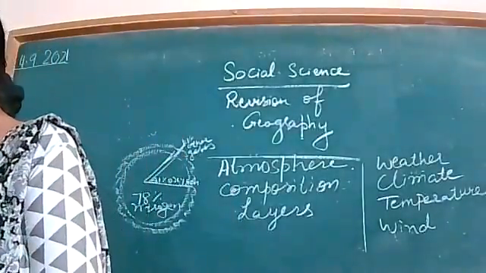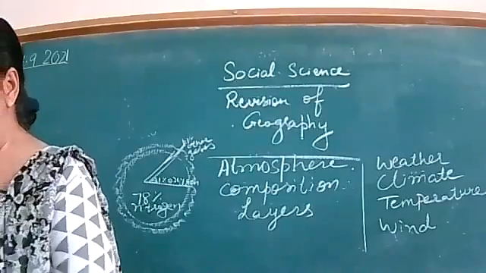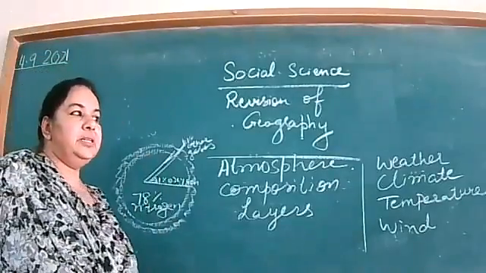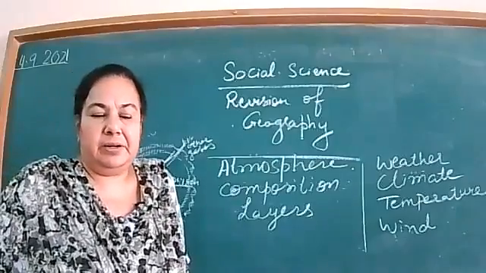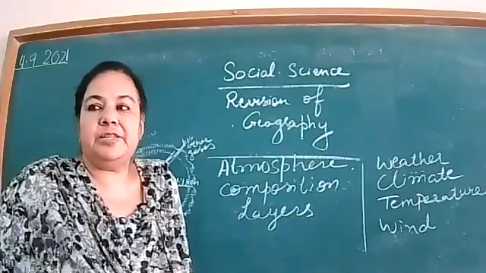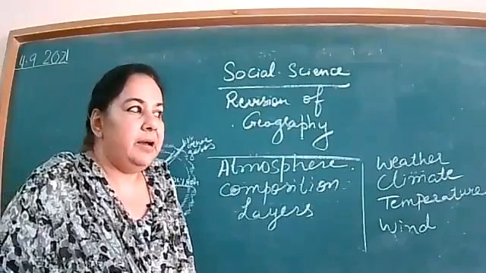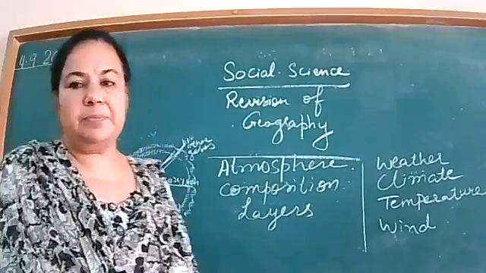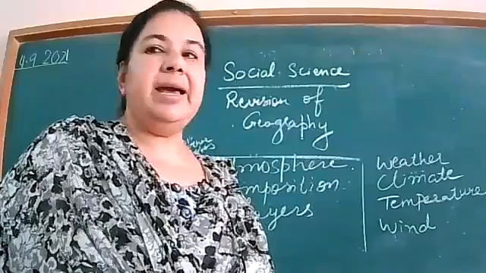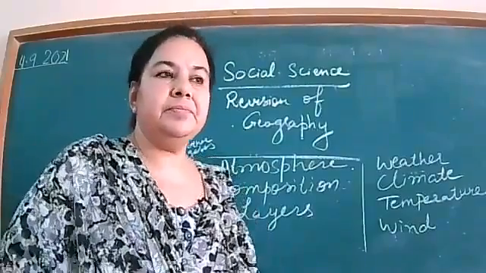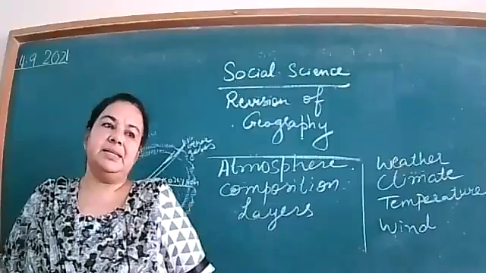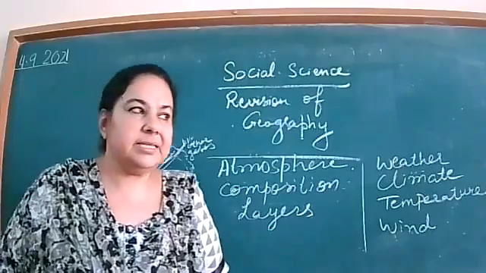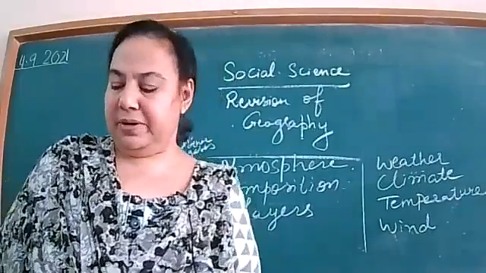Next is troposphere, you have to remember its average height is 13 kilometer, and stratosphere 50 kilometer. Next is mesosphere, 80 kilometer. Average height of troposphere is 13 kilometer. Average height of stratosphere is 50 kilometer. Average height of mesosphere is 80 kilometer. Meteorites start burning in this layer when they enter from the space.